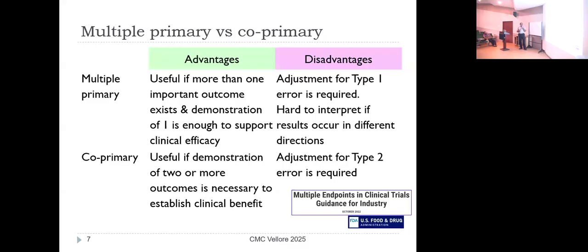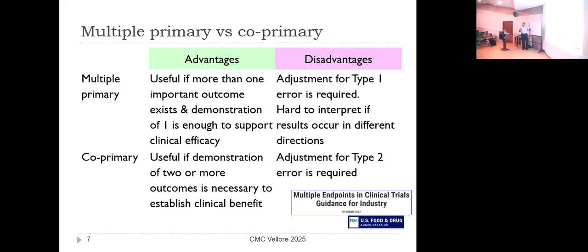Some people don't like that. So they have gatekeeping with a fallback mechanism. So instead of testing this one at 0.05, they test this at 0.04, and they say, if this is significant, then this 0.04 comes over here, and this becomes 0.05, and I can test this at 0.05. But if this is not significant, I still can test this one at 0.01. That's called gatekeeping with a fallback mechanism. I have a little cushion to fall back on.